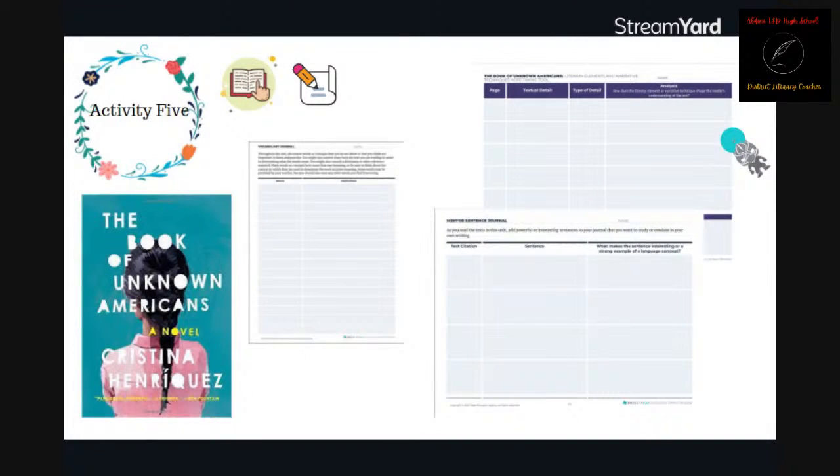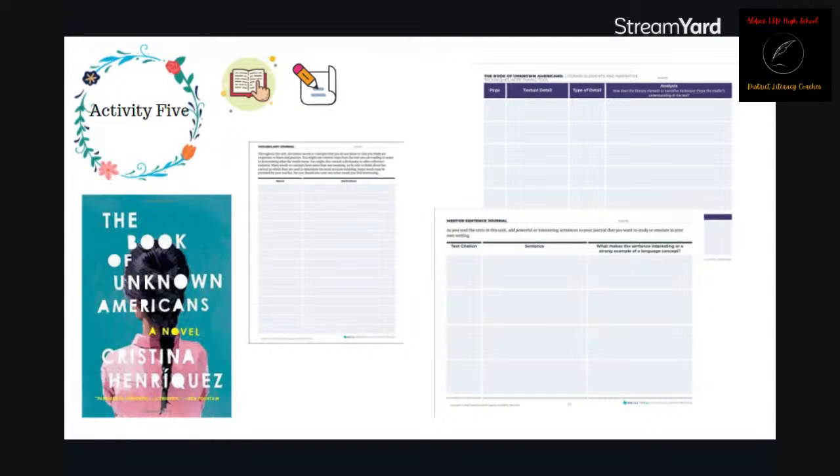To conclude this lesson, students read and annotate pages 67 to 91 of The Book of Unknown Americans, and write down at least 3 entries in their literary elements and narrative techniques note-taking tool, focusing on Enriquez's word choice and use of imagery. They're also going to write new or interesting words in their vocabulary journal and strong or interesting sentences in their mentor sentence journal.